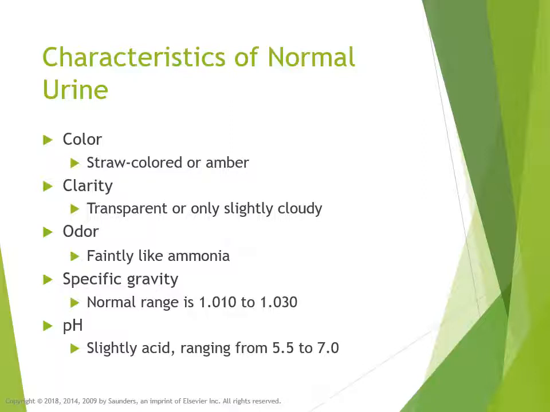Specific gravity refers to the thickness or thinness of the urine. Normal range is 1.010 to 1.030, but conditions such as dehydration or fluid excess may extend the range slightly in either direction. Urine acidity or alkalinity is measured in units called pH. The pH of normal urine is slightly acidic, which ranges from 5.5 to 7.0.